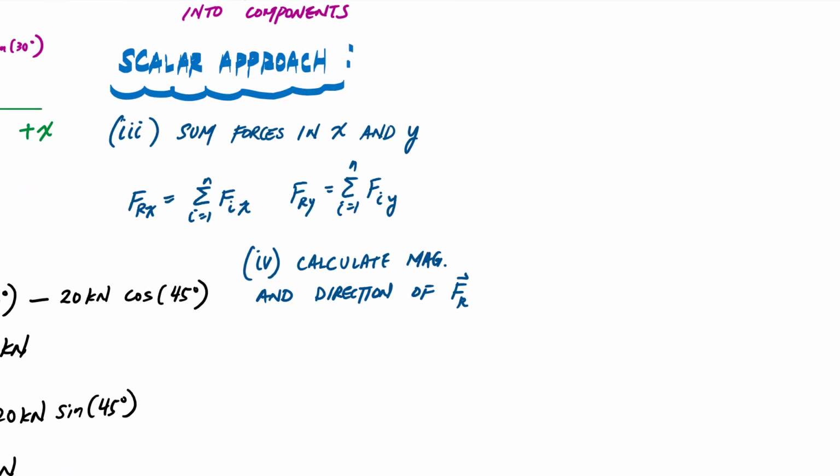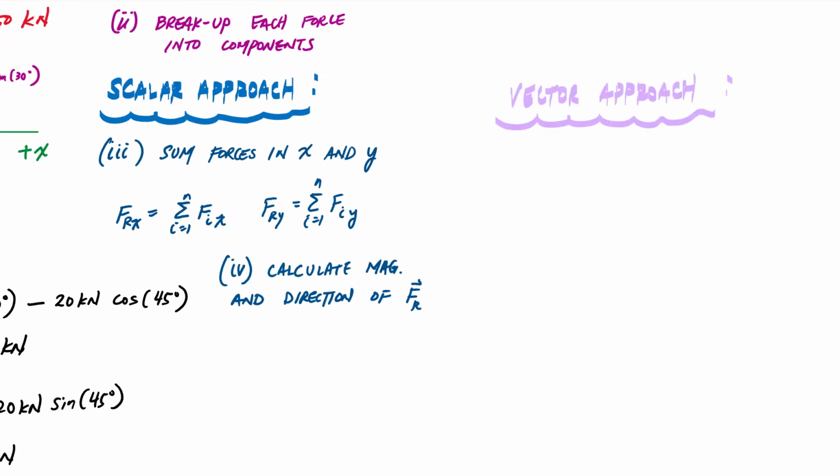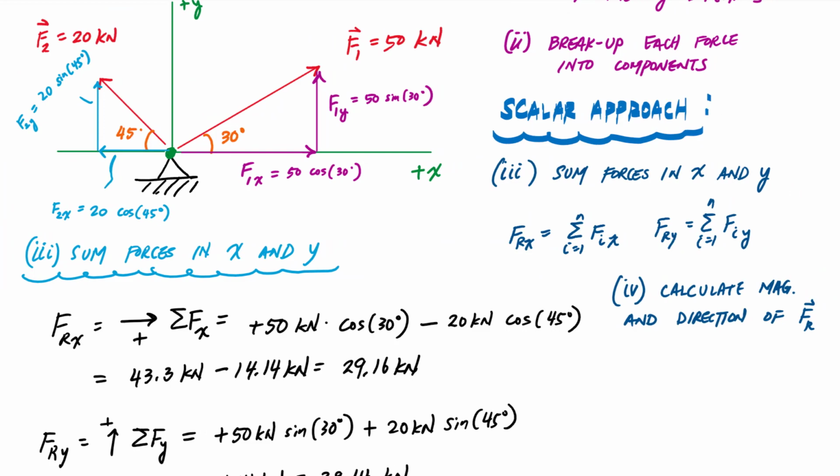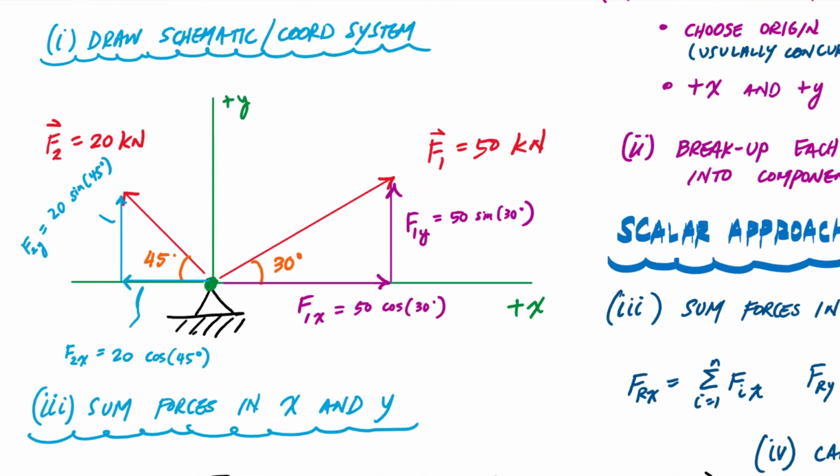If you wanted to pursue the vector approach, after we've broken up the vectors into components, we're going to write each vector in Cartesian vector form. That means i hat, j hat, and then we'll solve the magnitude and direction if we need it. So what does that mean? That means we start from the schematic with the broken up components here.